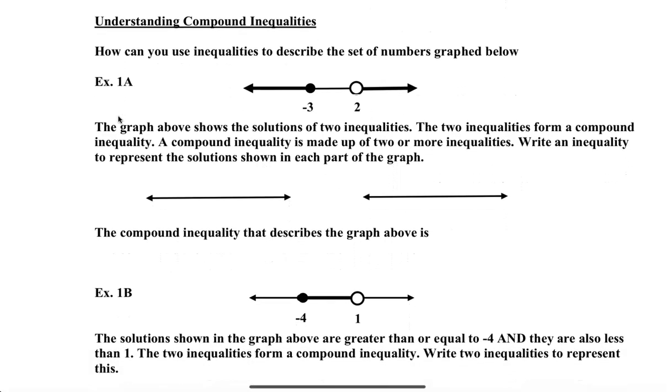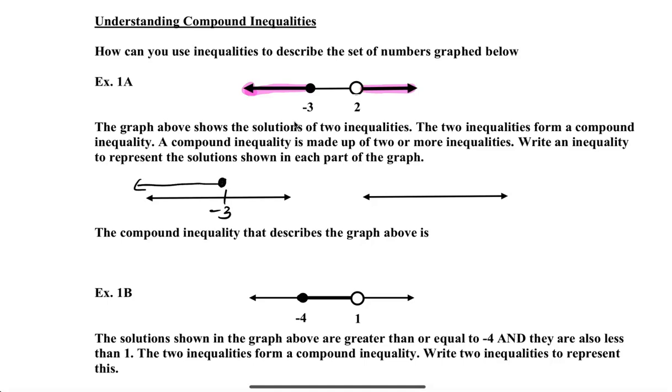Okay, so let's understand this. How could you use inequalities to describe the set of numbers graphed below? So let's say they gave us this. This is a compound inequality. There's two graphs here. It's kind of hard to see, but right there's one of them, and then right there's the other one. What we want to do is break this up into two separate solutions. So let's just take this part, and this right here would be -3, closed circle that way.